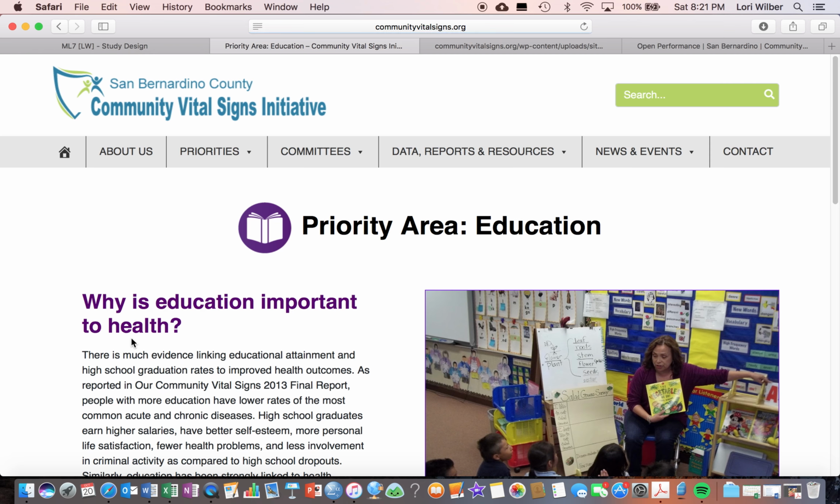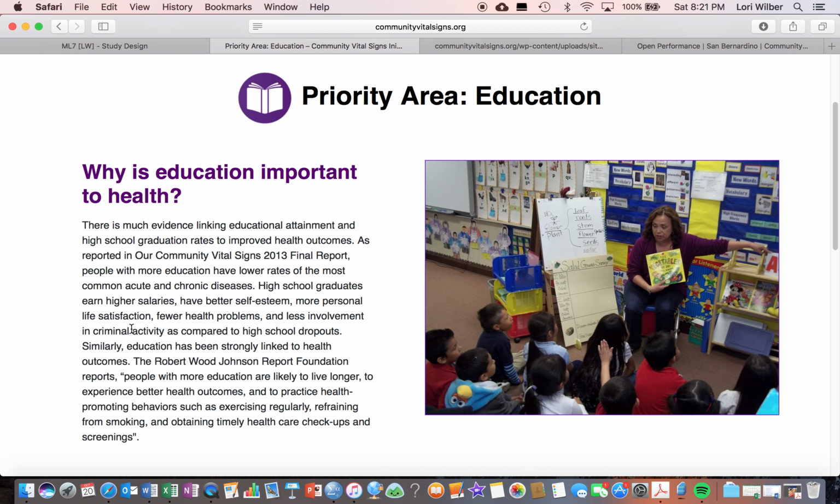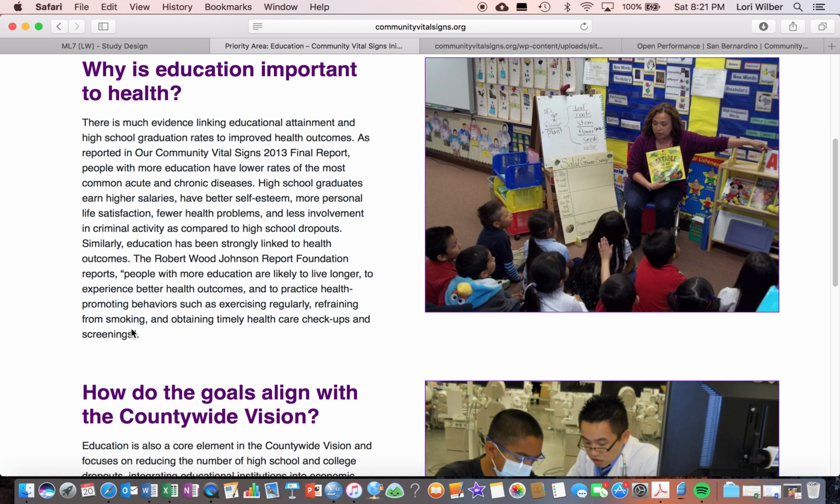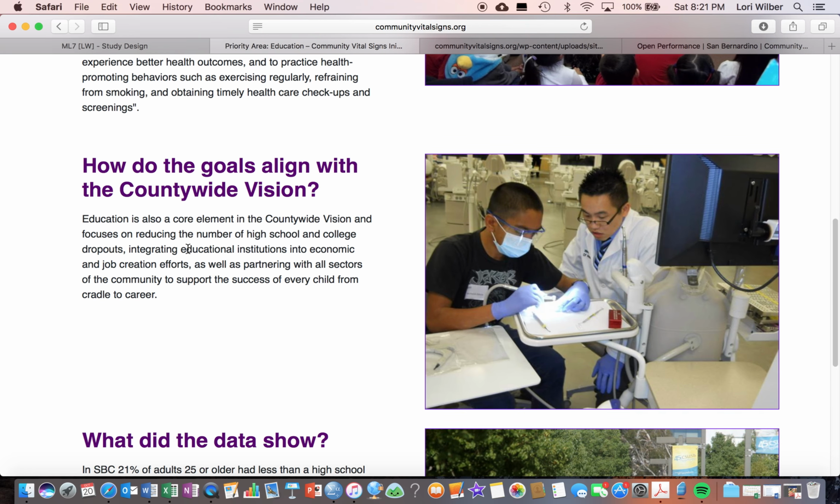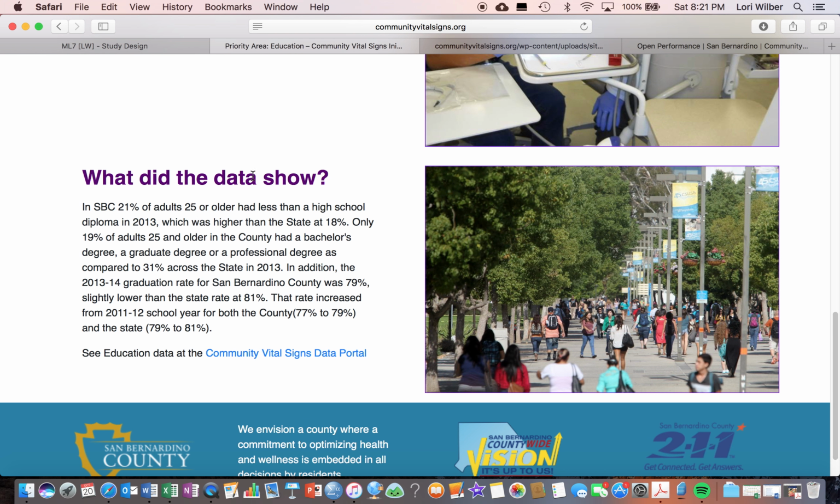I just clicked on education. Here's the education landing page. Why is it important? How do the goals align with the countywide vision? And what did the data show? So if you were to read through this, you would say, oh, it looks like more people had less than a high school diploma, and we don't want people to have less than a high school diploma.